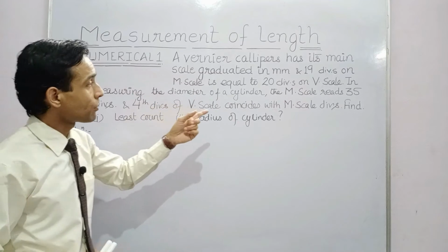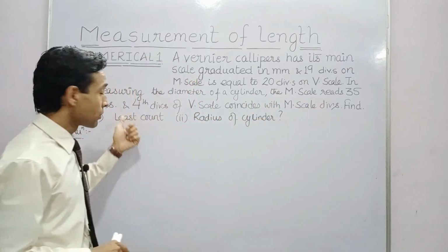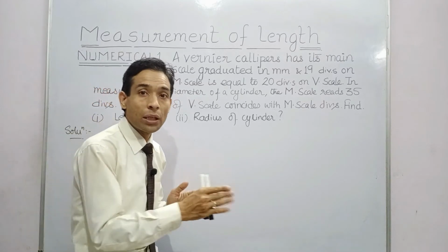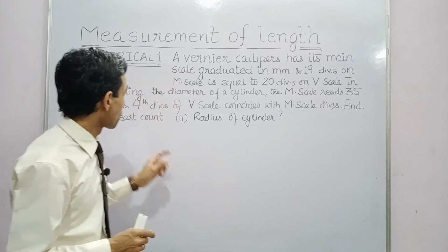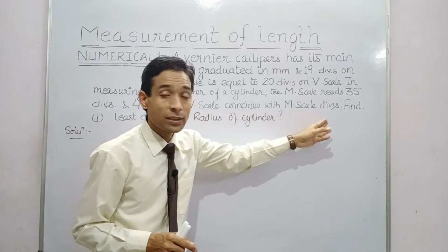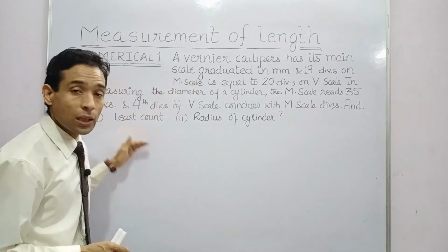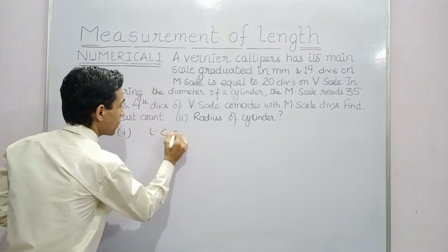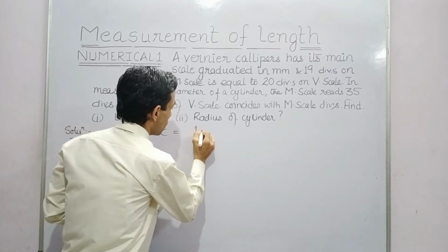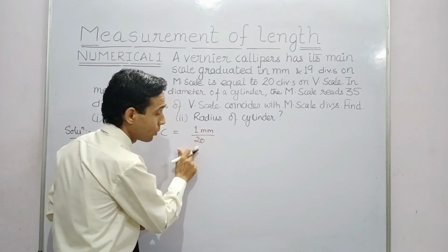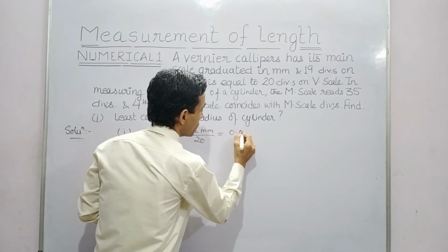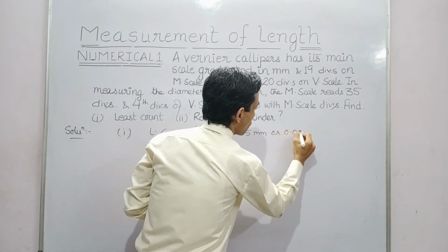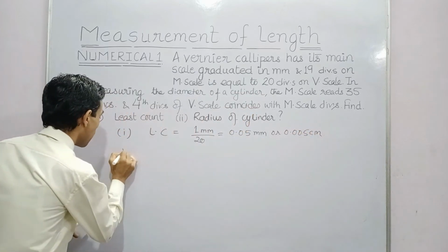In measuring the diameter of a cylinder, the main scale reads 35 divisions, and this is the main scale reading. 35 divisions means 35 millimeter or 3.5 centimeter. And fourth division of vernier scale coincides with main scale division. Here we have to find out least count and radius of cylinder. So let's first of all solve least count. So what is least count here? Value of one main scale division upon total number of divisions on vernier scale. After cancelling, we will get 0.05 millimeter or 0.005 centimeter. Next we have to find out the radius of cylinder.